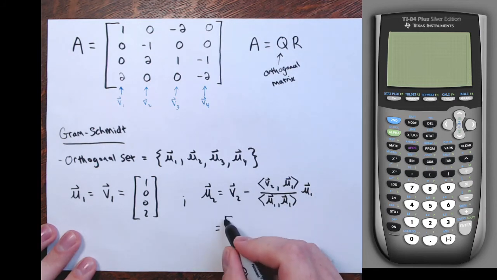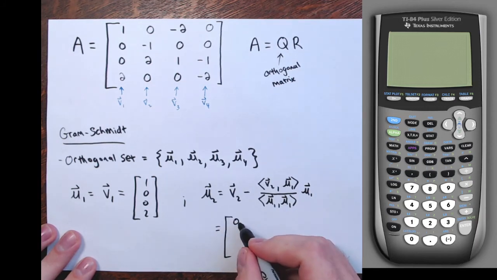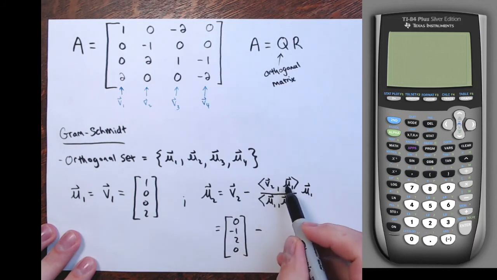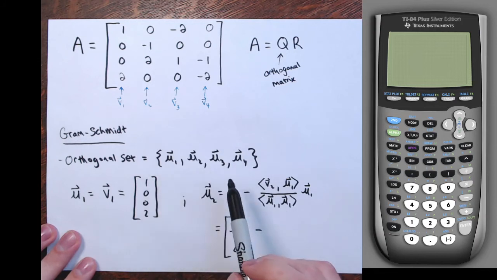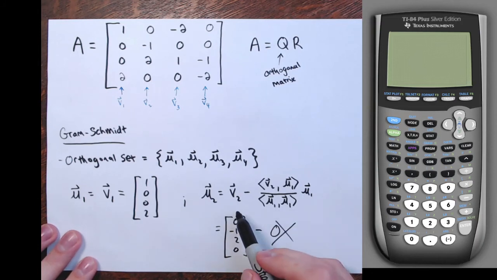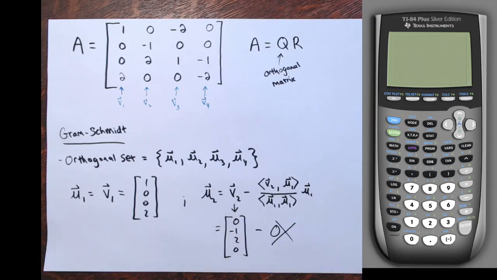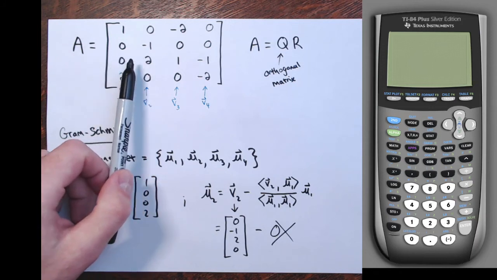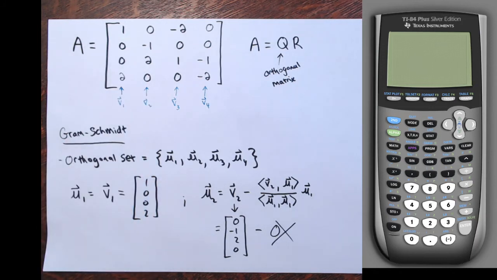All right, so that's v2, 0, negative 1, 2, 0, minus, now the dot product of v2 with u1 is 0 plus 0 plus 0 plus 0. Okay, so that doesn't matter. So u2 is just v2, and that's because these two are orthogonal. Their dot product is 0. Great, that saves me a little time.